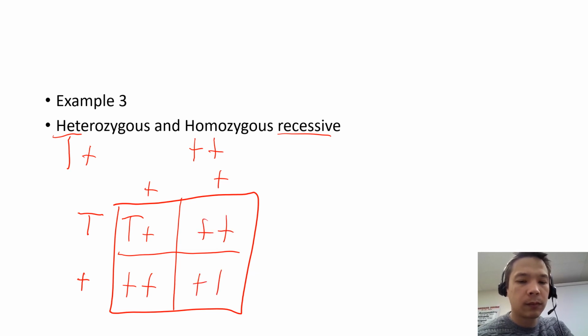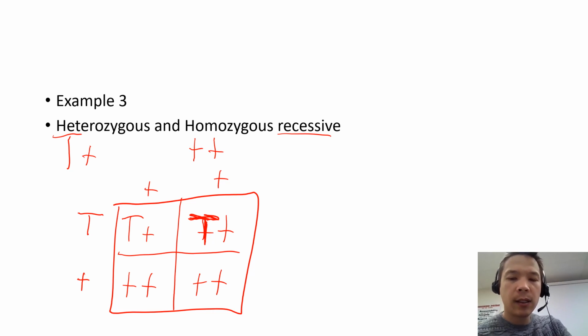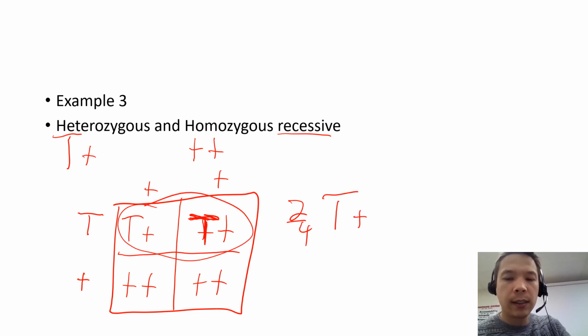Okay. Oh, I made another mistake here. Big T comes over here. Okay, so what happens is that I get 50%, or in other words, 2 out of 4, are these ones right here, which are big T, little t. 2 out of 4 are little t, little t.